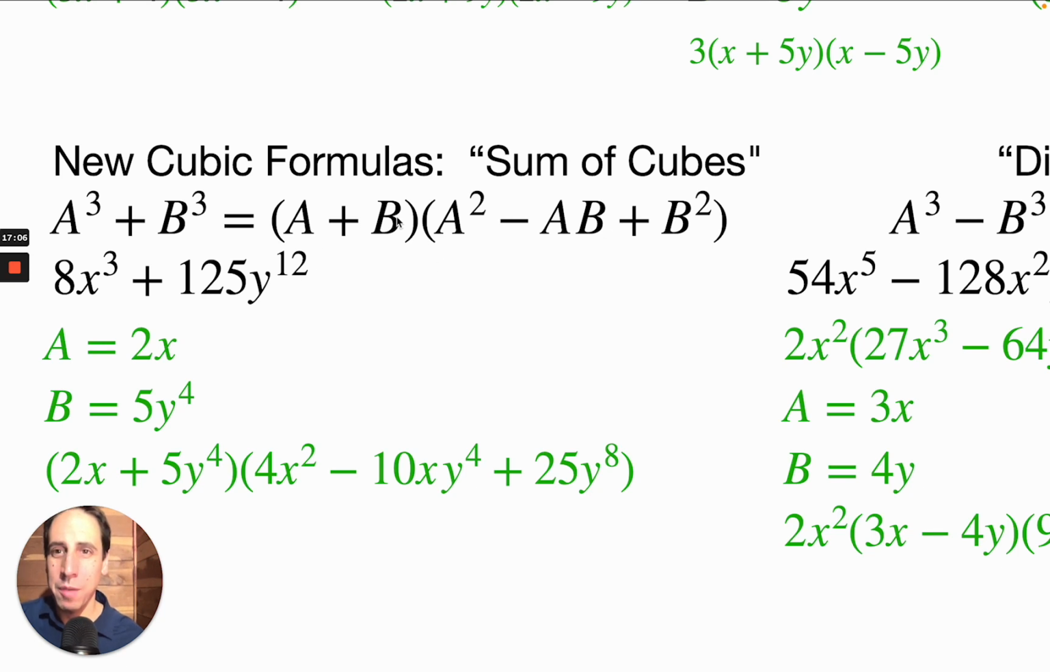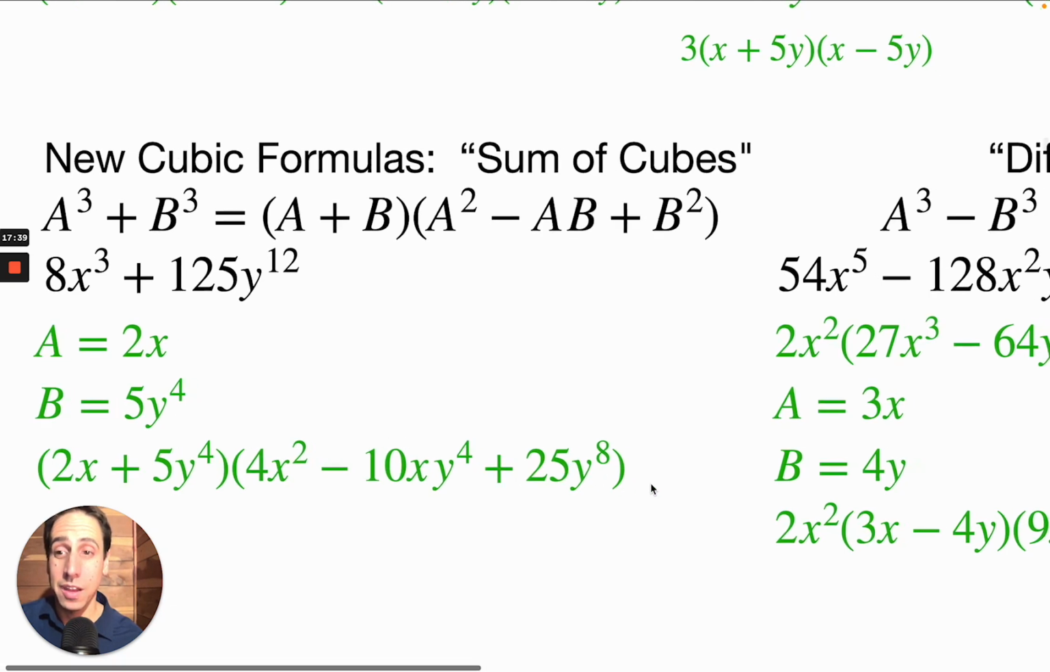So this is going to be A plus B, times A squared. Well, A squared is going to be 2x squared, the entire term squared, which is 4x squared, minus A times B. Notice there's a subtraction here, even though there's no subtraction here, which is going to feel a little different. A times B, 2 times 5 is 10, x times y to the 4th is xy to the 4th. And then B squared, 5y to the 4th times itself is 25y to the 8th.